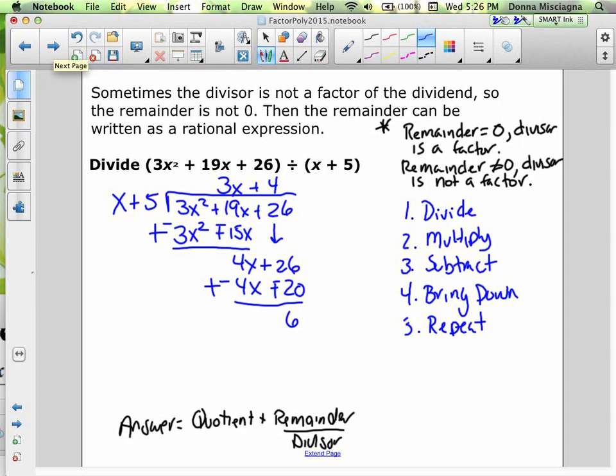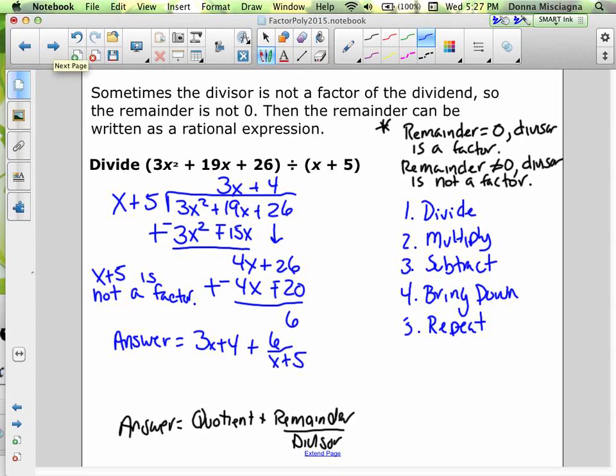And so now we have a remainder, which means that x plus 5 is not a factor. Our answer is the quotient, which is 3x plus 4, plus the remainder, which was 6, over the divisor, which was x plus 5. And there we go. There's our answer for this one.